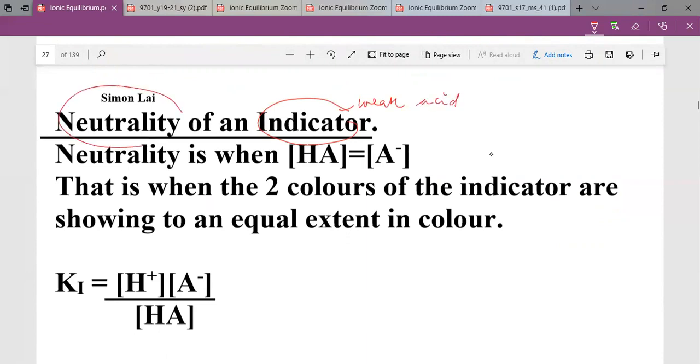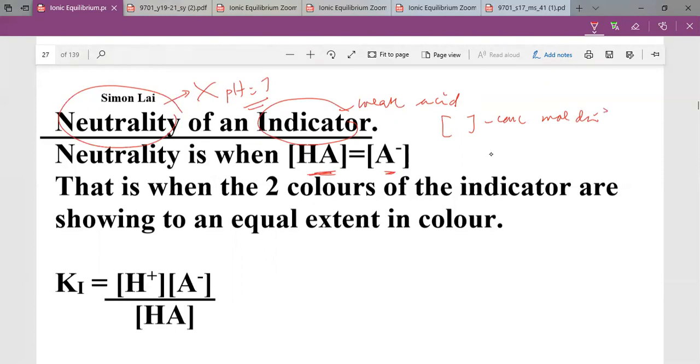What does neutral mean? Does neutral mean pH 7? Not really. It does not mean pH 7. We always say that neutral means pH 7, but not necessarily. For water, of course, the neutral point is 7, but for an indicator it may not be true. So what does neutrality of an indicator mean? It means the concentration, in moles per dm cube, of both HA and A minus are equal, same amount. That's why you have the middle color.